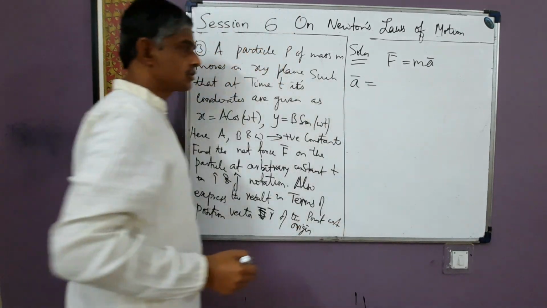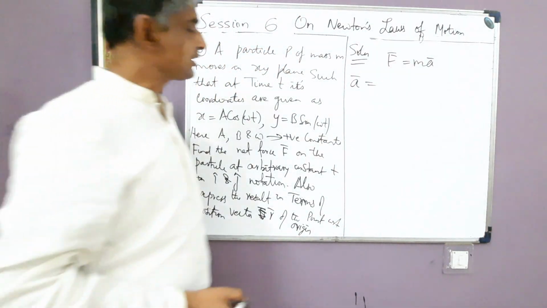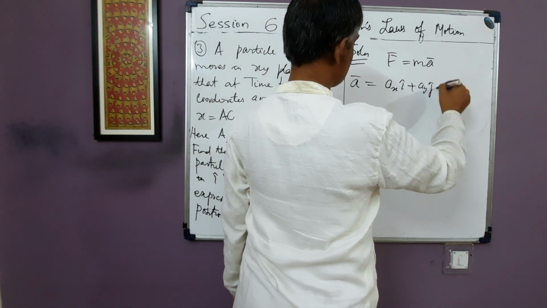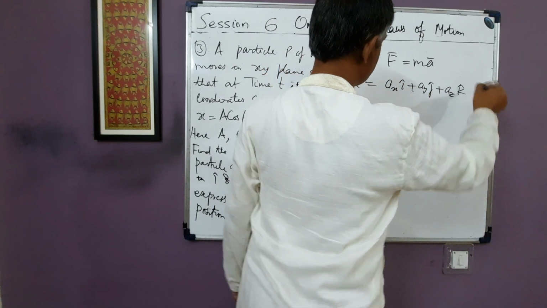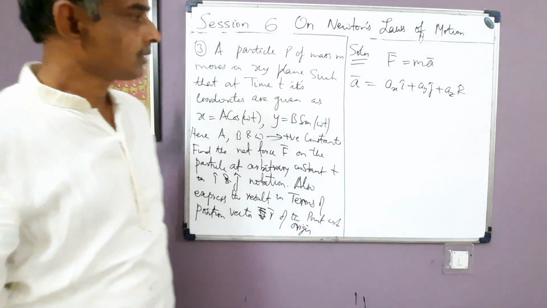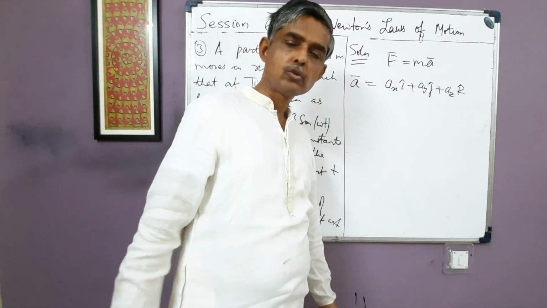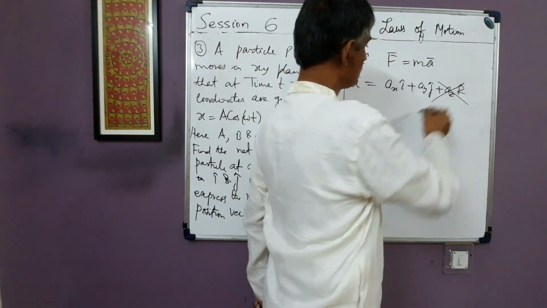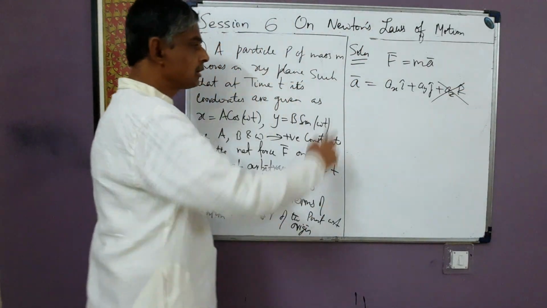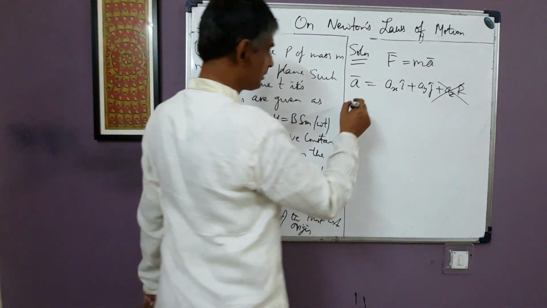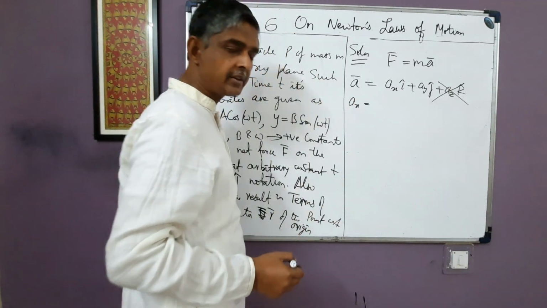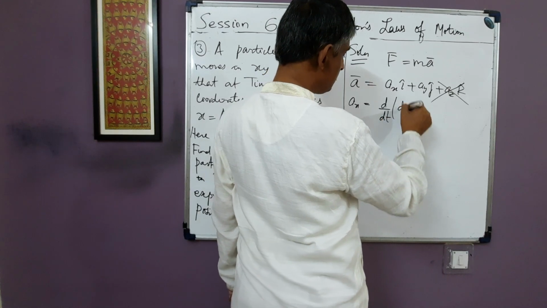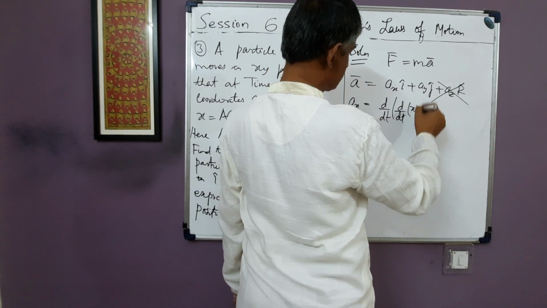Now a is the acceleration vector of the particle, which in ijk notation is written as ax i hat plus ay j hat plus az k hat. But the point moves in the xy plane always, so it has no motion along the z axis at all. So az becomes 0 and this term drops out. Now we are left only with ax and ay. What is ax? ax is the x component of acceleration of point P, which from kinematical theory is d by dt of dx by dt.